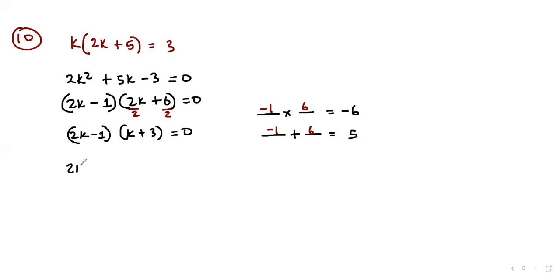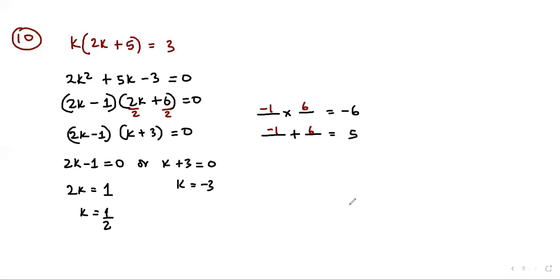So then we say that 2k minus 1, wait a minute, I write this very well. 2k minus 1 is equal to 0, or k plus 3 is equal to 0. And then this means that 2k is equal to 1 and k is equal to a half. Then k plus 3 equals 0. It means that k is equal to -3. So therefore, k is equal to a half, or k is equal to -3. I hope this is very, very okay.